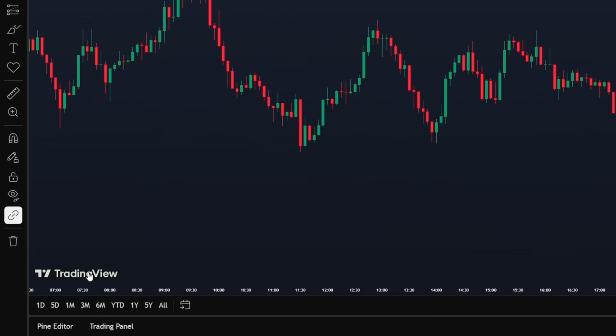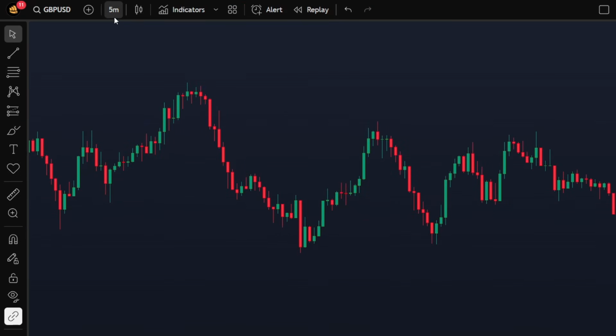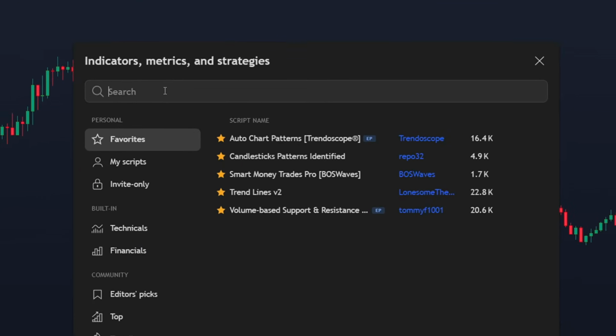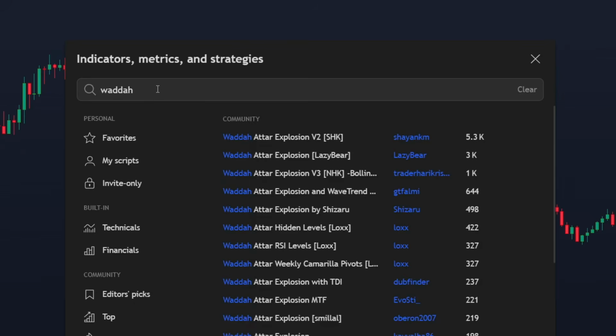Let's jump straight into it. So I'm in TradingView and I will be using a 5-minute time frame throughout the video. Let's open the indicators tab from here. The first indicator I want to share with you is called the Waddah Explosion V2 by Cheyenne KM. This one, add it to the trading chart.